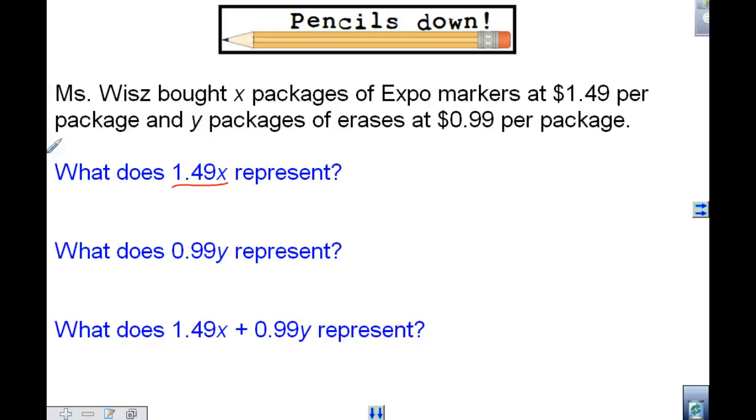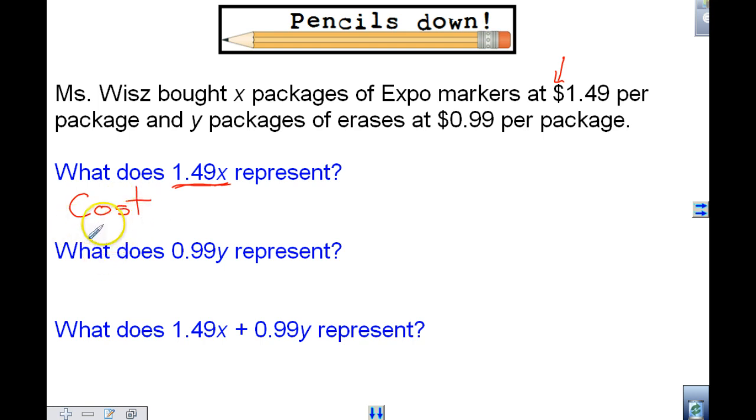So at the beginning of the year, we had to buy markers to use and erasers. So what does this represent? And what does 1.49x represent? So let's start off with this. What does 1.49 represent? Price. So we take the units off in the expressions and the equations, right? But you have to know, even if we leave the dollar sign off, that stands for money. So a good way to start is the cost.